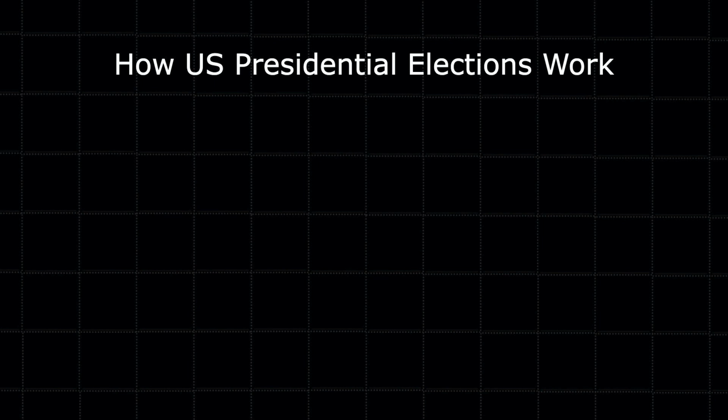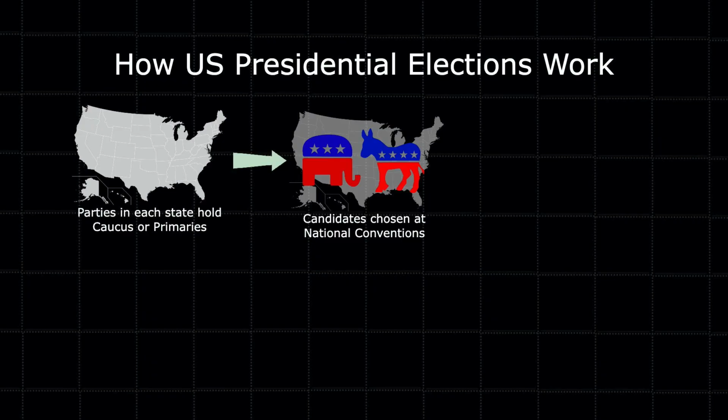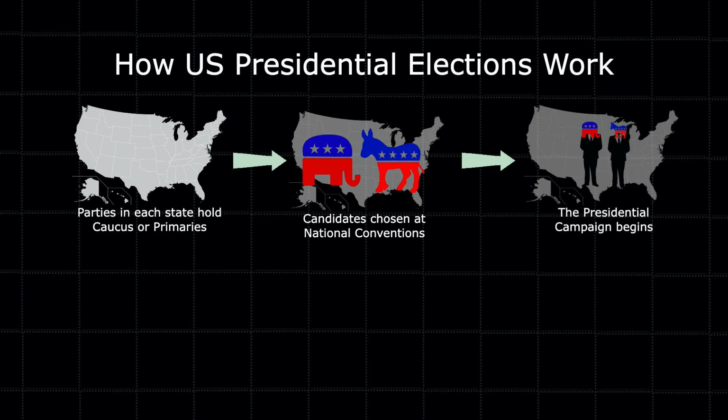So in each state, and that's different from state to state, and we won't get too granular, each state has a caucus or primary where members of each party in each state will select their chosen candidate. A little while later, delegates from each state will meet at the party's national convention, where they will decide on who their presidential nominee will be. Once a presidential nominee is decided on, the campaigning and rigmarole begins.